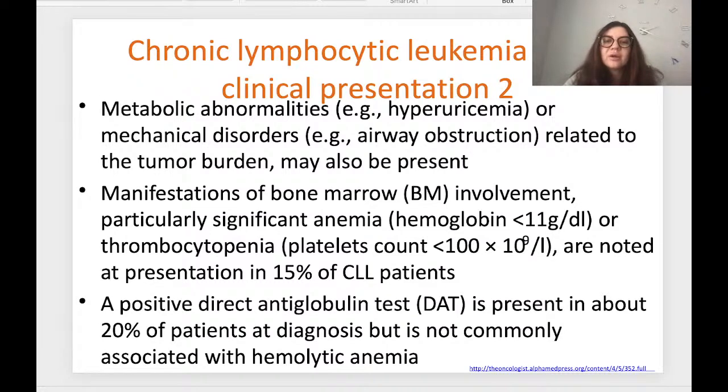Manifestations of bone marrow involvement, particularly significant anemia with hemoglobin less than 11 grams per deciliter or thrombocytopenia with platelets less than 100, are noted at presentation in 15% of CLL patients. A positive direct antiglobulin test is present in about 20% of patients at diagnosis, but it's not commonly associated with hemolytic anemia.